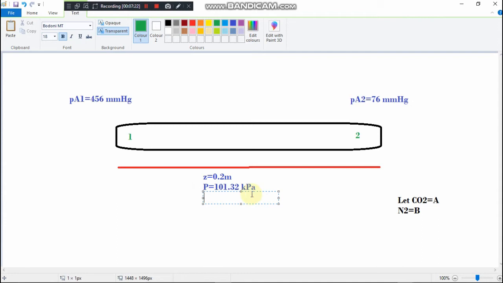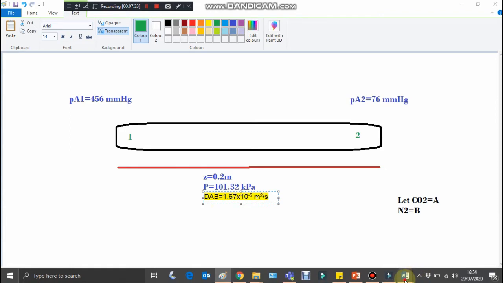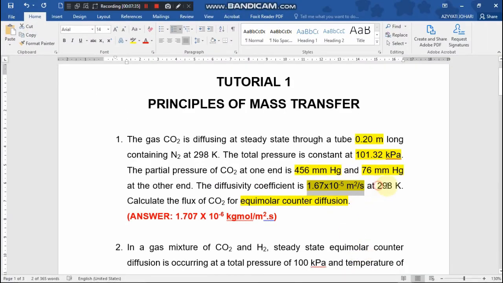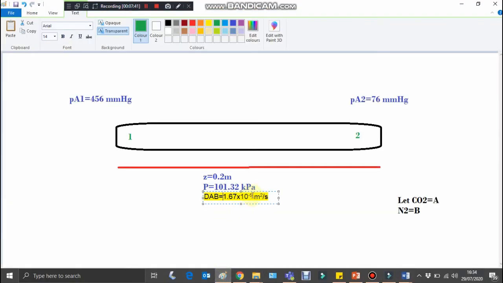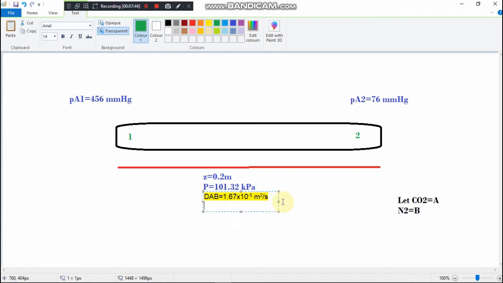Okay, DAB equals this value, and then the question also gives you the temperature. So put the temperature value in. Okay, the temperature is equal to 298 K. All right.